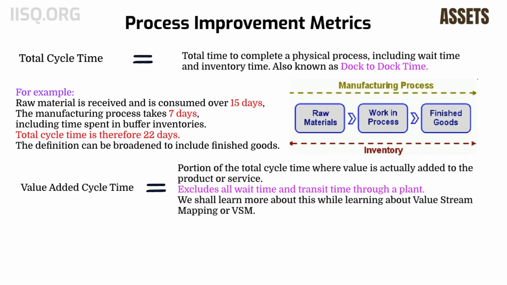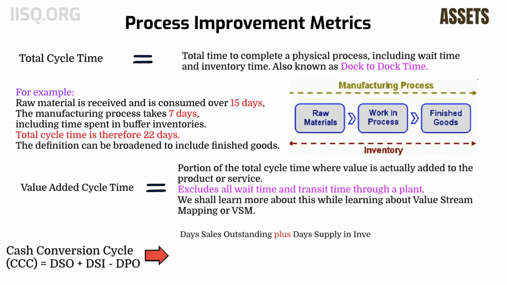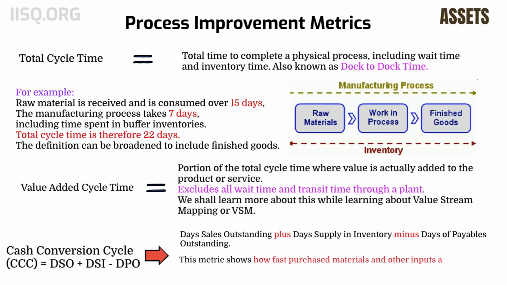The last metric is cash conversion cycle, equals DSO plus DSI minus DPO. This is days sales outstanding plus days supply of inventory minus days payables outstanding. This metric shows how fast purchased materials and other inputs are turned into cash. This compares to how quickly cash is dispersed to pay for those materials and inputs.